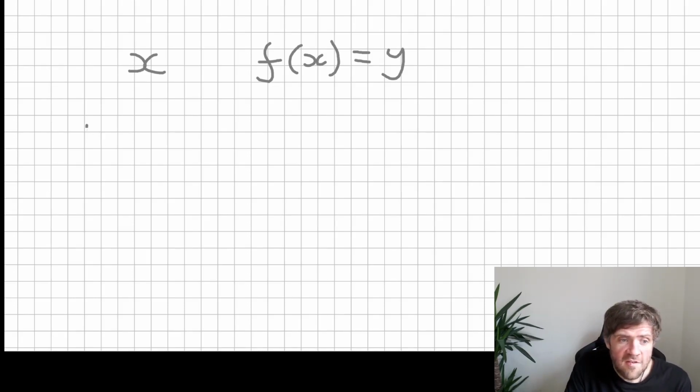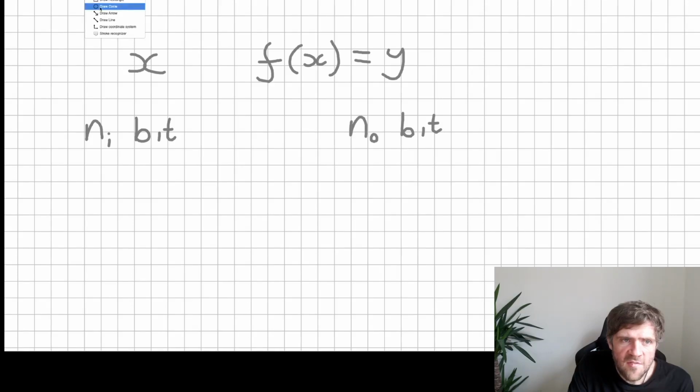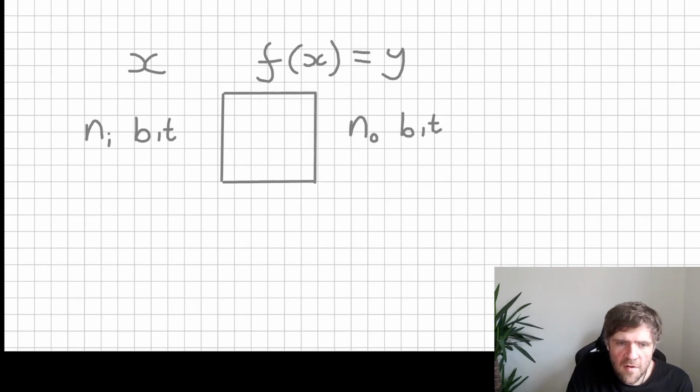In general, those binary strings can be different lengths. So we can have some input bit string with some n_i bits. We can have an output bit string with some n_o bits. And in the middle, we can think of the computer as basically just being a black box which takes the input in and spits the output out. So there's our spitting out, and here's our taking in, and that is our computer. Okay, it's not a black box, but you get the idea.